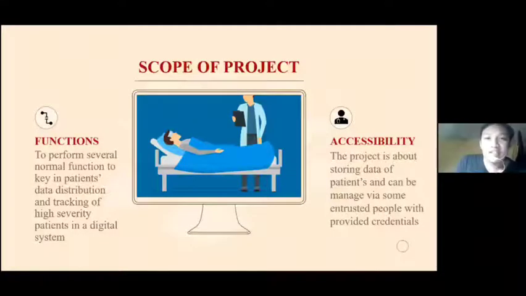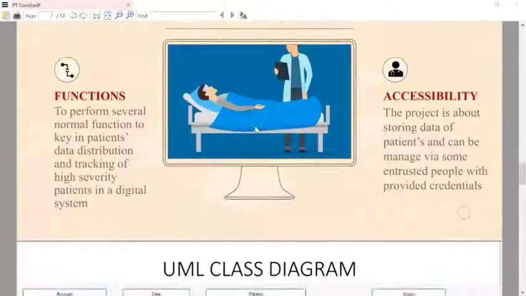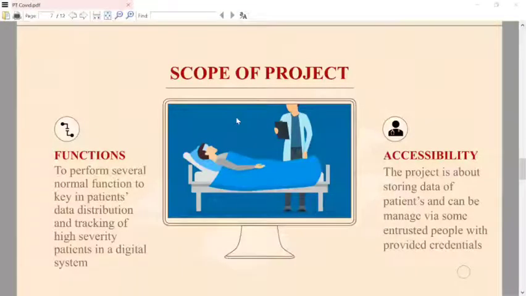The next, the scope of project, I present Arif to present his findings. So when we see the scope of project, it basically tells us the function or the basics of our system, of our program. And the first function is to perform several normal functions to key in patient data, distribution and tracking of high severity patients in a digital system.